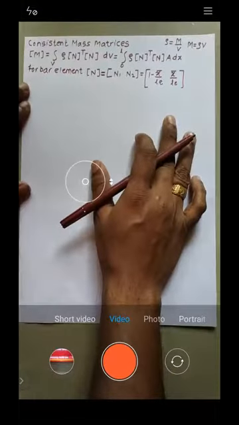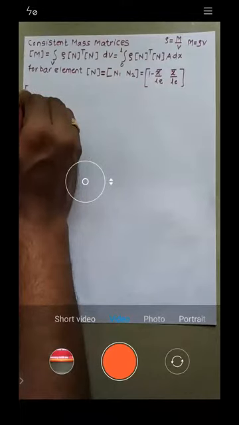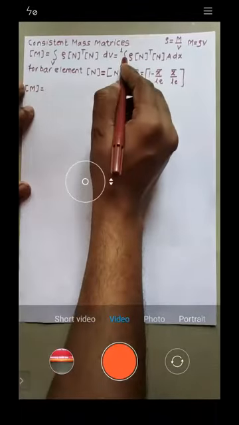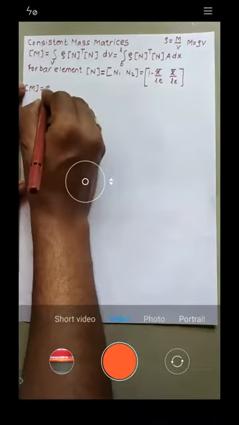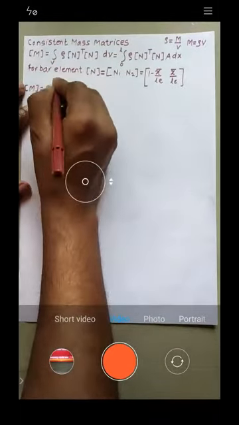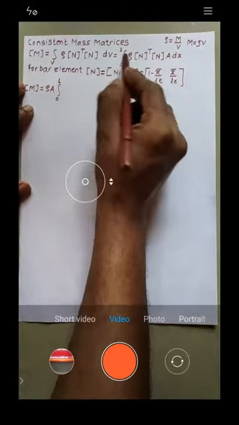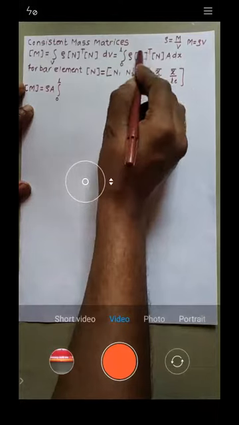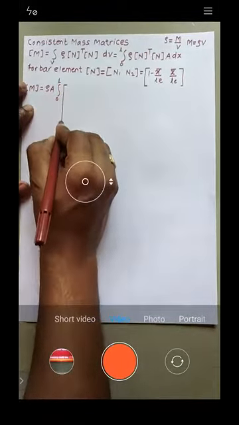Okay, now let's solve this equation. Let's put this value here. So what will I get? I'll get the mass matrix equal to rho and A, which are constant values, so I'll take them out. Rho and A, integration 0 to L. Okay, the transpose of this matrix I need to write down. So what is the transpose?